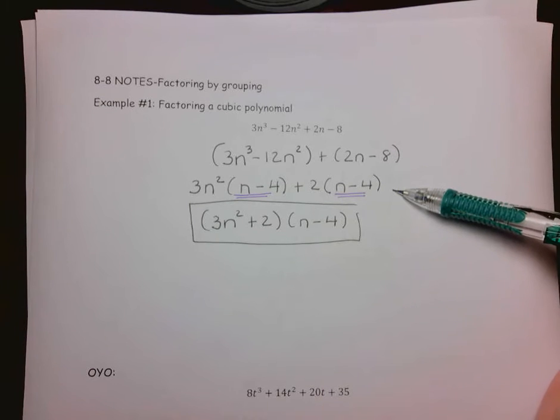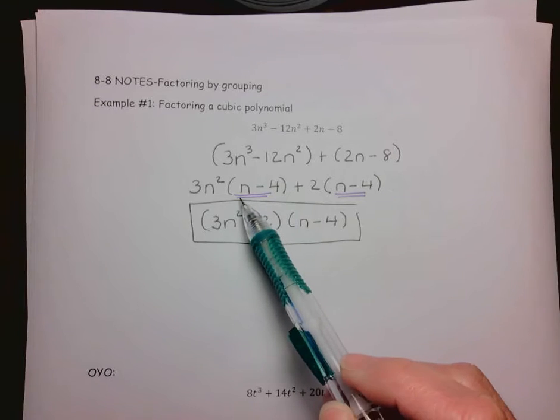Then I'm going to factor out the greatest common factor from each group. Again, pause the video to make sure that you understand what I did. I want to factor out the greatest common factor from each group. Now, once I did so, look at what I have left.